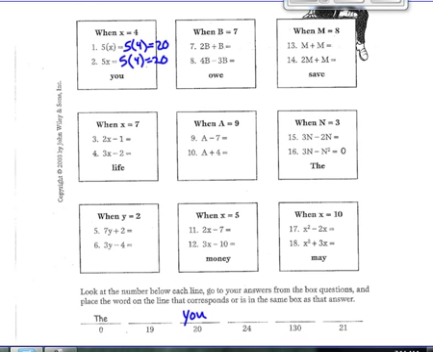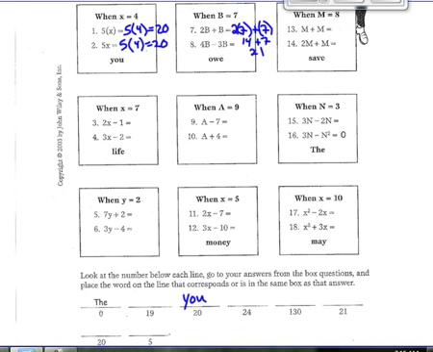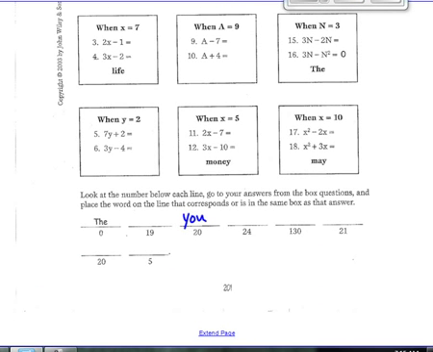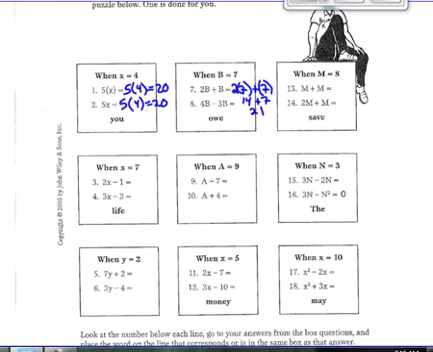Then I go on to the next one. I'm going to plug a 7 in for B. So when I plug that 7 in, I'm going to get 2 times 7 plus 7. Well, 2 times 7 is 14. 14 plus 7 is 21. Again, following the order of operations: multiplying and dividing comes before adding and subtracting. So I have to do the 2 times 7 first. So I end up with a 21. The word is O. If I come down to the bottom, I look for a 21. The word is O.